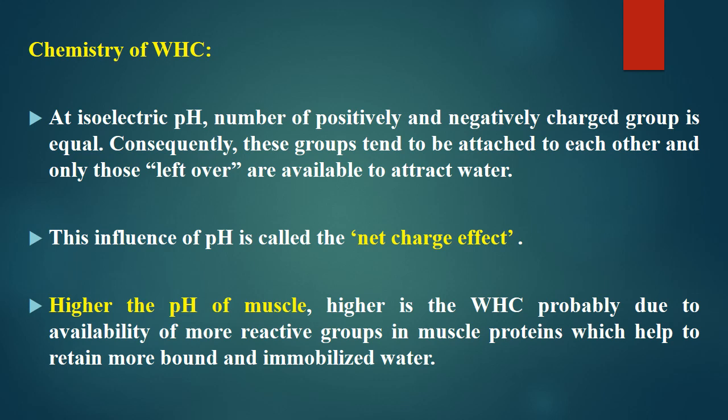And the higher the pH of muscle, the higher is the water holding capacity. I have already told you this is due to the availability of more reactive groups in muscle proteins, which help to retain more bound and immobilized water. So when the pH is high, the number of reactive groups changes, and that leads to more water holding capacity and holding more bound and immobilized water. So overall water holding capacity becomes more.